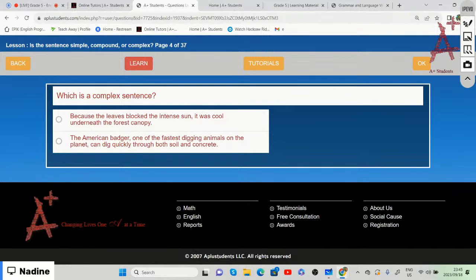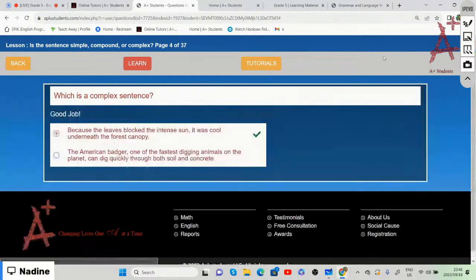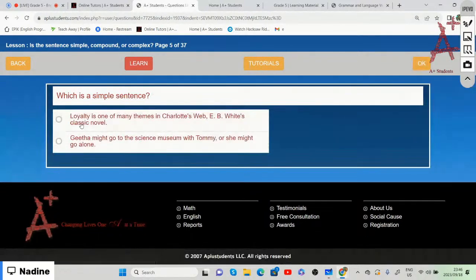So is it option one or option two? Option one is: because the leaves blocked the intense sun, it was cool underneath the forest canopy. Or the American badger, one of the fastest digging animals on the planet, can dig quickly through both soil and concrete. If we choose one of these options, we will choose the first one. The first one starts with the subordinating conjunction, which is because.